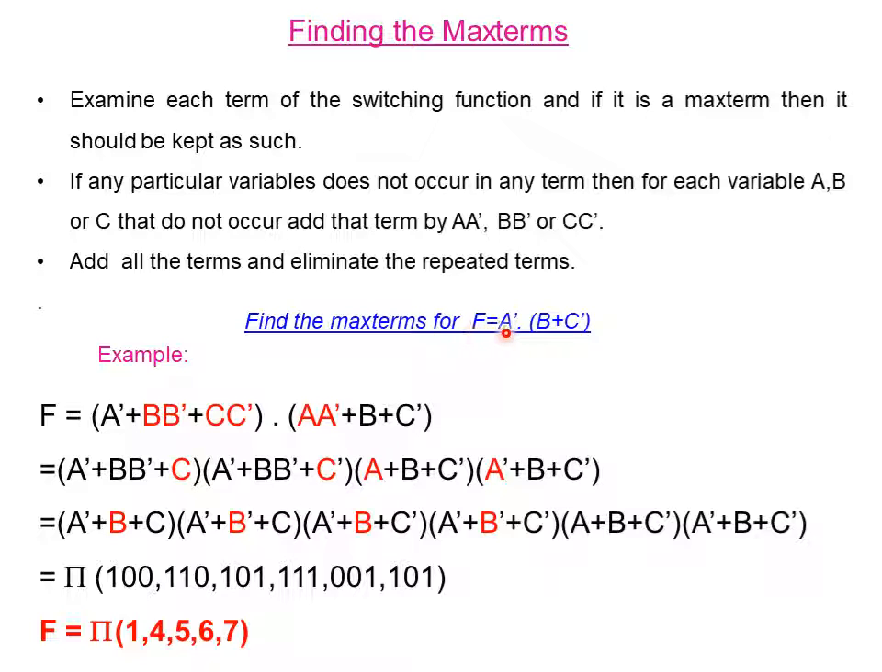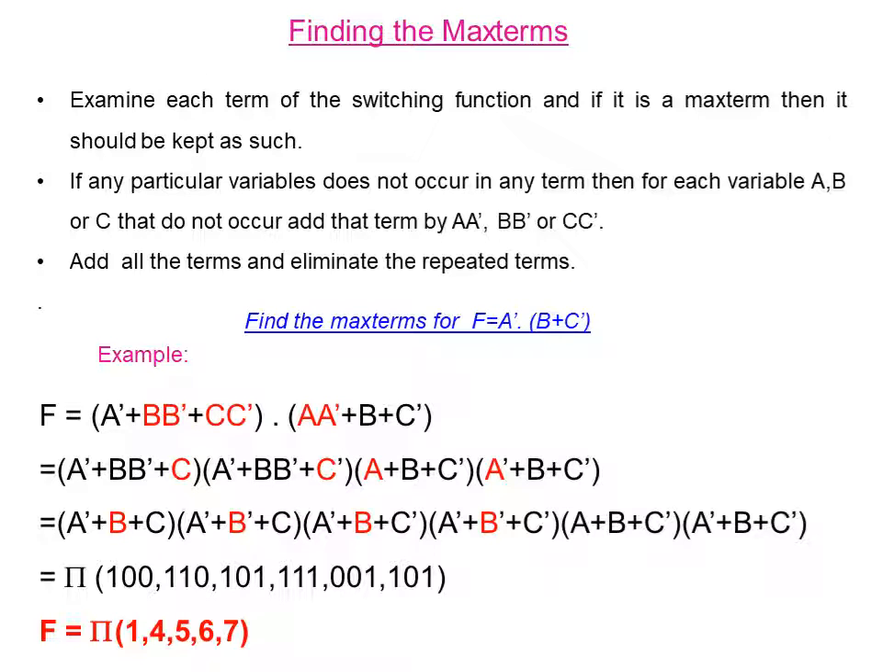F is equal to A dash into B plus C dash. Here, this is a 3 variable question. So, this is one max term and this is the second max term. In max term 1, 2 variables are missing, that is, B and C variables are missing. And in the second max term, one variable A is missing.